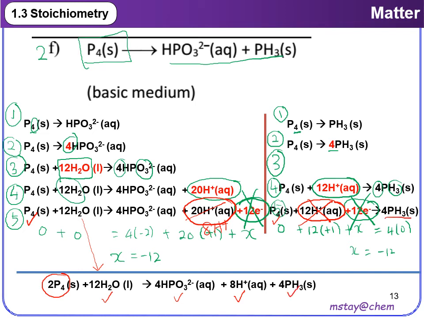So if the question asks us to balance the redox equation in acidic medium, this is the final answer. But when we check the question, it wants us to do it in basic medium. Again, in acidic medium, we can see there is H plus in the equation. So now we will continue to the part on basic medium.